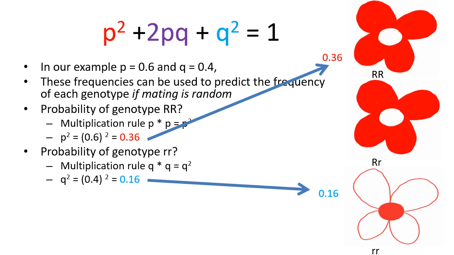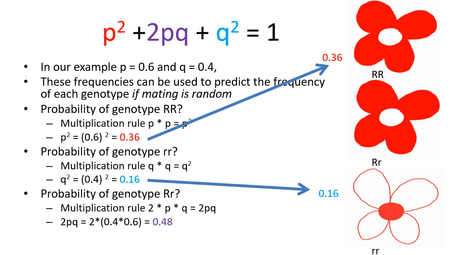And then the probability of big R is 2 times p times q. And so that's where we get these numbers: 0.48 is for heterozygotes, 0.36 for homozygous dominant, and 0.16 for homozygous recessive. All right, now these are decimals.